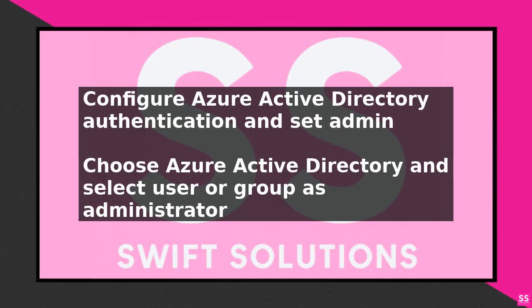Next, you need to configure the Azure Active Directory authentication. To do this, select the Azure SQL Server and click on Active Directory Admin. Then select Set Admin. Choose the Azure Active Directory you created earlier and select a user or group to be the administrator.